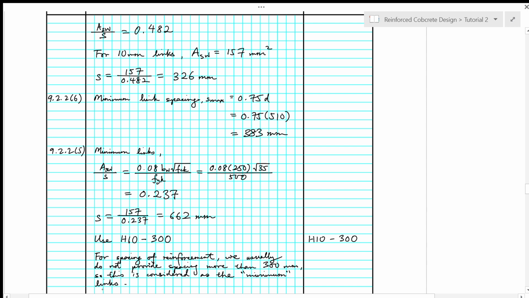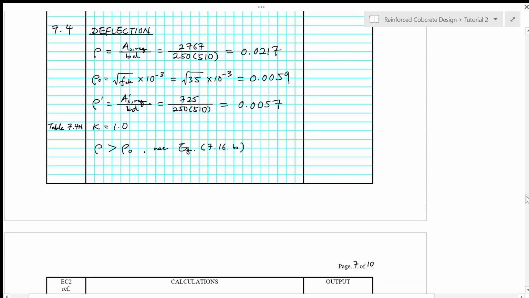Strictly speaking, we still need to design the additional tension reinforcement for shear, but I'll leave the calculation until the end of this tutorial to show you how we provide the reinforcement based on this calculation. So bear that in mind, that we still have additional tension reinforcement calculation for shear. Next, we check for deflection at serviceability limit state in accordance with section 7.4 of Eurocode 2.